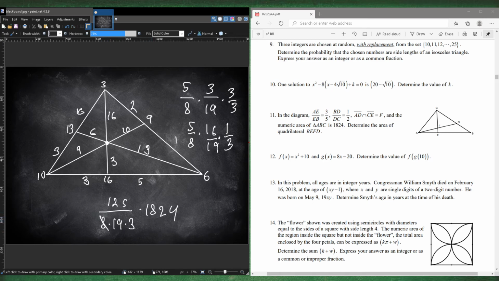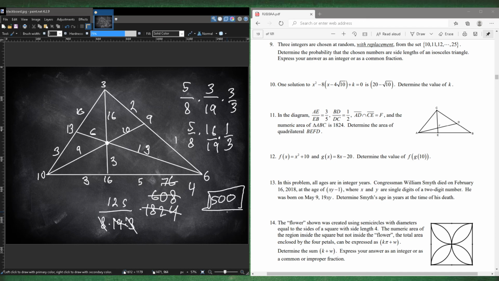So let's divide by 3 first because it seems like the easiest. So this is 608. And then let's divide by 8, which gives us 76. So that's 48. 48 divided by 8 is 6. And then divide by 19. So that's 38 and 4. So this simplifies to 4. So 125 times 4 is equal to 500. And that is your answer for number 11.